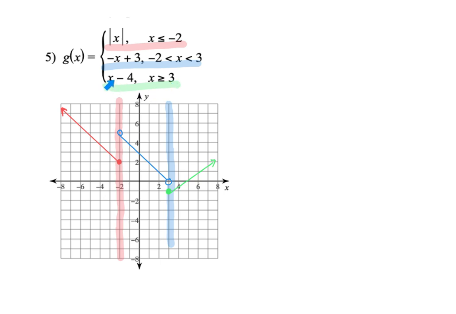And then again, you can plug the 3 in here. 3 minus 4 is -1, and you can keep going from there. But you can also see that this is not a continuous graph. It's just 3 pieces. They do not connect.